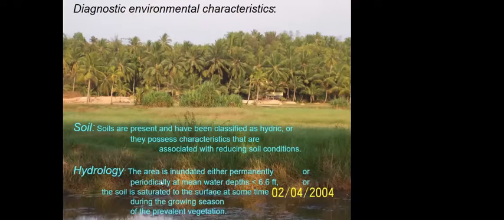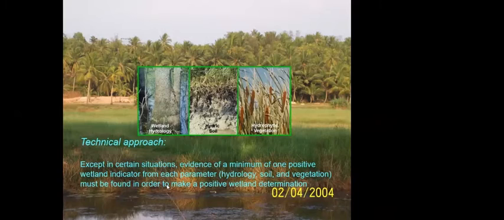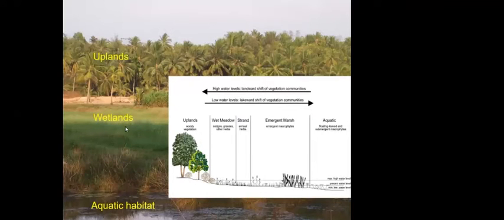And next, hydrology. The area should be inundated either permanently or periodically at mean water depth generally less than 2 meters or 6.6 feet, or saturated soil to the surface at some point during the growing season, of hydrophytic vegetation. The prevalent vegetation is hydrophytic vegetation. So the technical approach, the guidelines are readily available. With some modification, each country has accepted them based on the hydrology, soil, and vegetation. So this is upland, this is the wetland, this is the aquatic habitat or a water body.